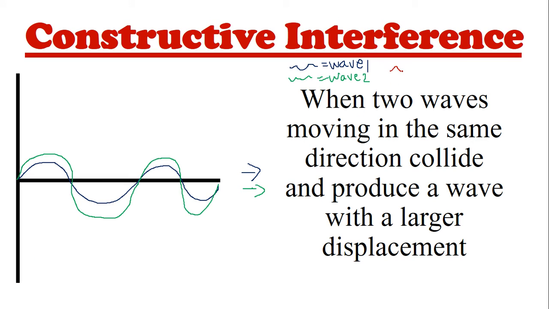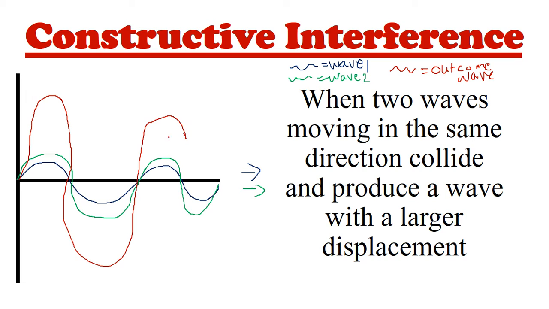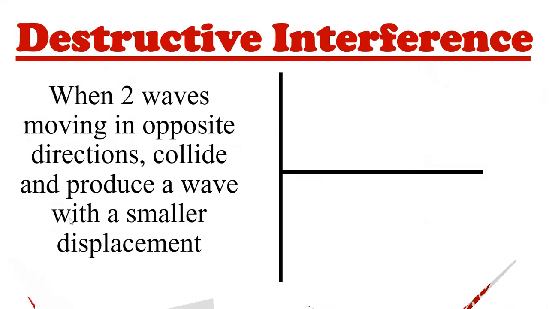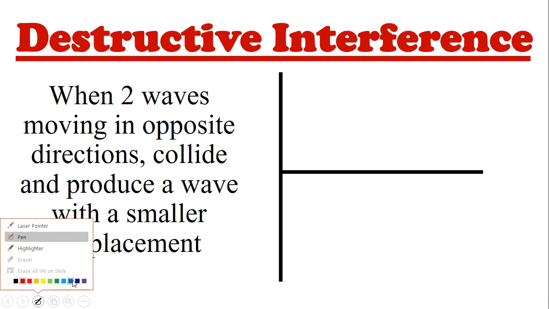So we're going to use red here, and this is going to represent the outcome wave, or the resulting wave. So what happens here, since they're going the same direction and they collide, they're going to combine together and they're going to create a bigger wave going the same direction. And that's kind of how constructive interference will work. All right, keep those colors aside. We're going to use them again.